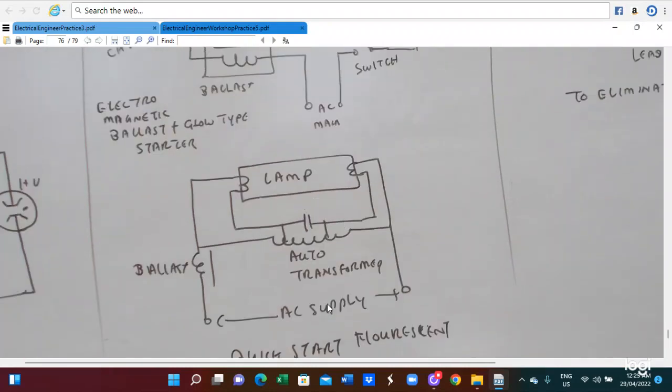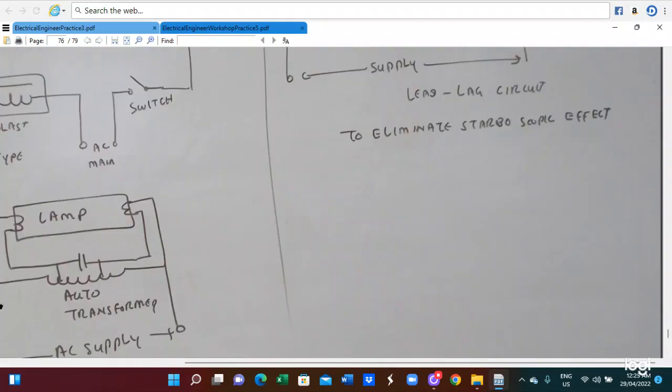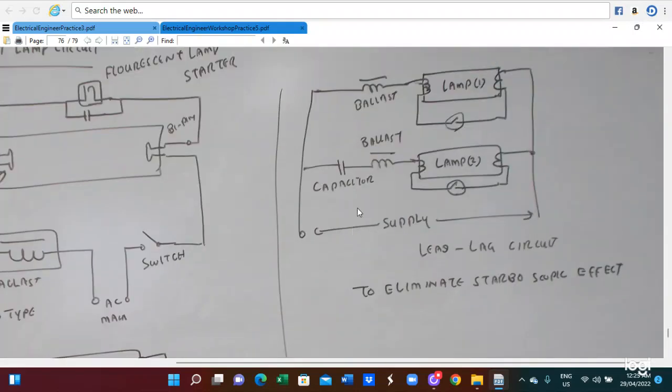So this is a quick start fluorescent light circuit. Here two fluorescent lights are connected with two ballasts and a capacitor supply. So this is a ballastless circuit, whose function is to eliminate the thermal stress effect.